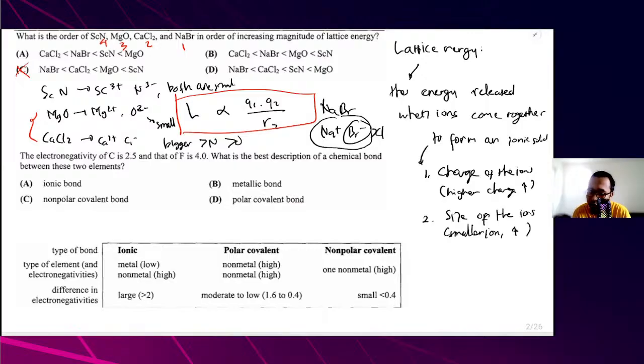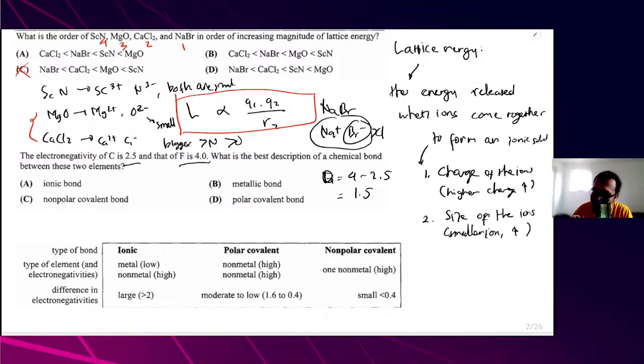The electronegativity of C is 2.5 and that of F is 4.0. What is the best description of the chemical bond between these two elements? The first step is to find the electronegativity difference between both elements, which is 4 minus 2.5. The difference will be 1.5.